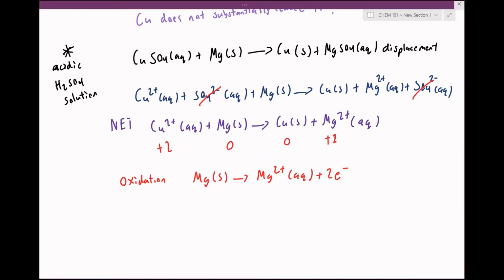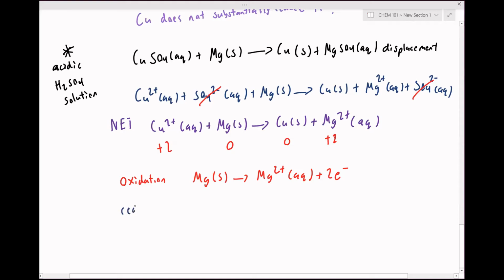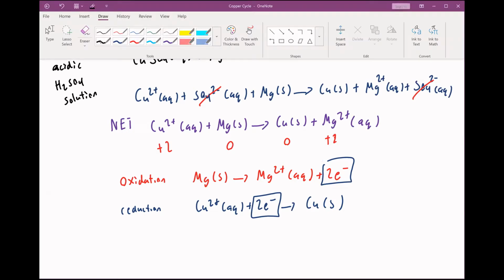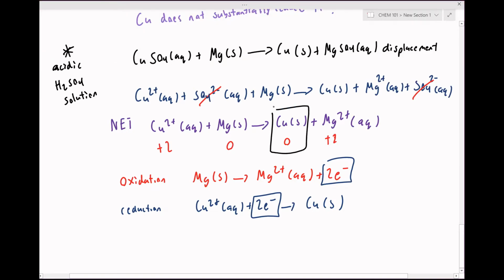Okay, in terms of our reduction half reaction, we have copper 2+ aqueous, gaining 2 electrons to generate copper solid. If we add these two reactions together, we notice that electrons are conserved, and we have a complete redox reaction. Okay, so we've taken copper through this series of reactions, and in turn, we have regenerated our solid copper.